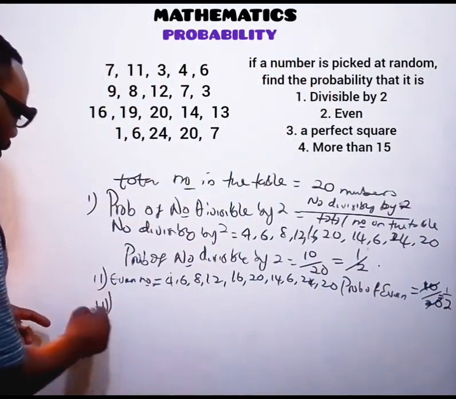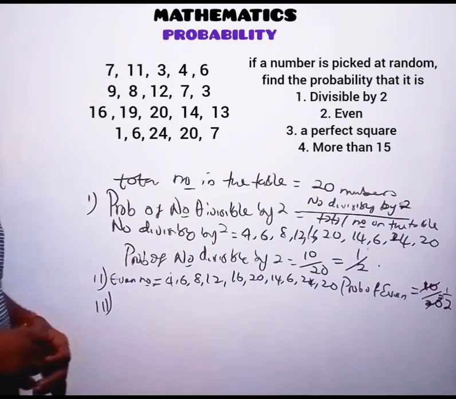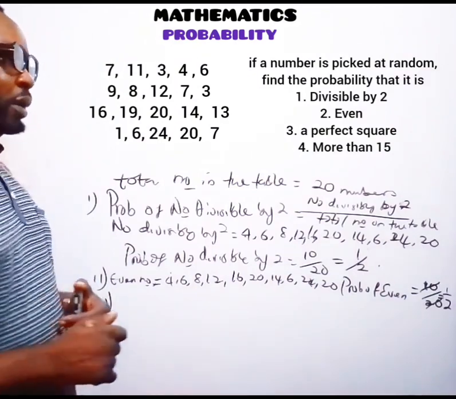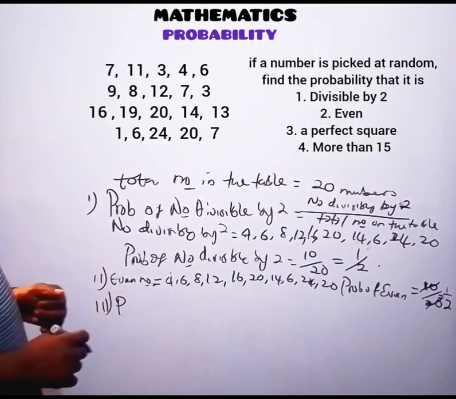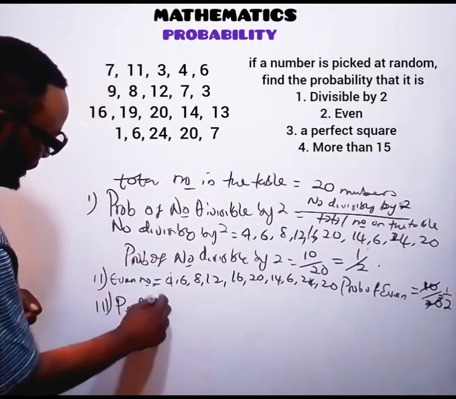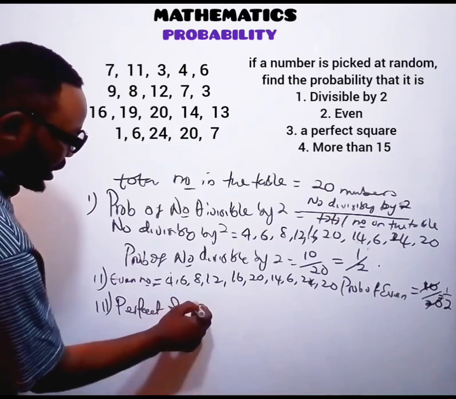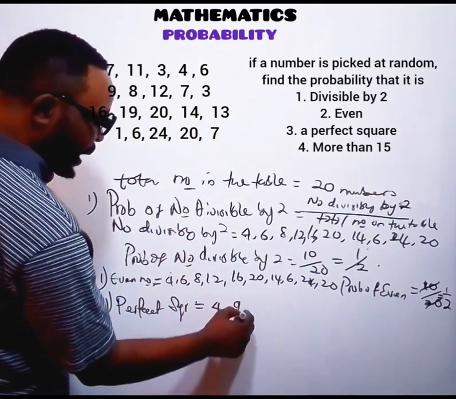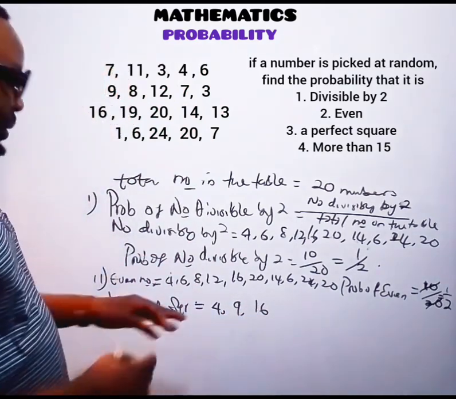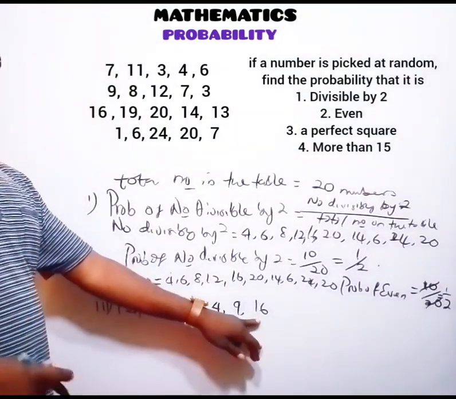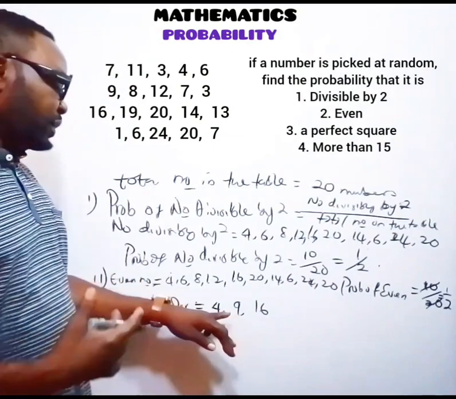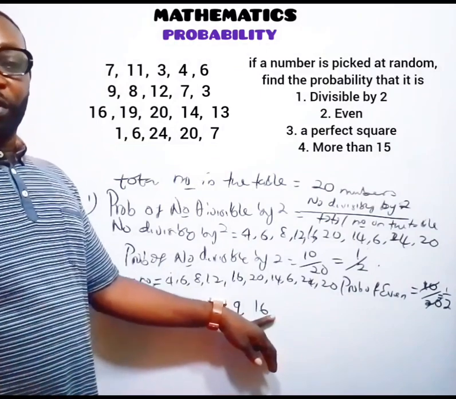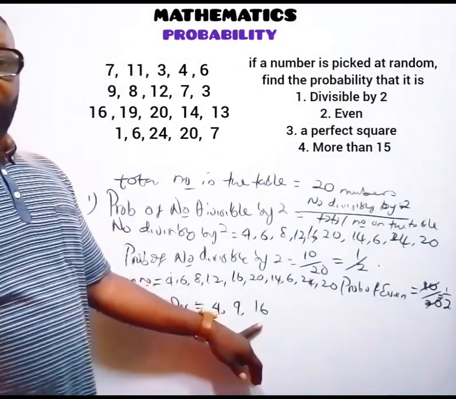Now, for the third question. The third question says we should find the probability of picking a number that is a perfect square. What are the perfect squares we have there? Let's first bring out the perfect squares. The perfect squares we have in the table here are 4, 9, and 16. Those are the numbers that you get when you multiply a value by itself. 2 times 2 is 4, 3 times 3 is 9, 4 times 4 is 16, 5 times 5 is 25. Those are called perfect squares.